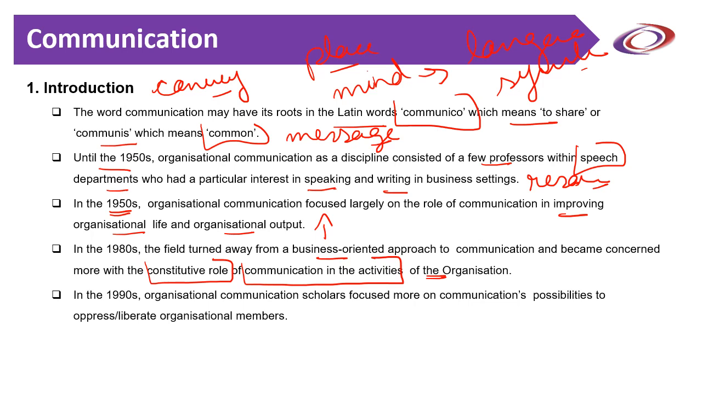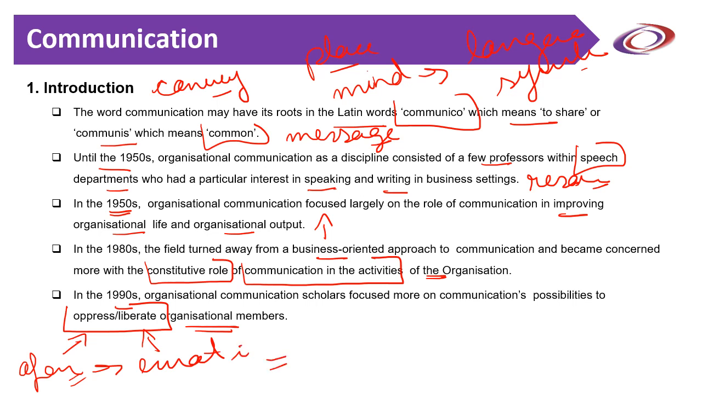And then finally in the 1990s, we saw that scholars were more focused on communication's possibilities to oppress or liberate the organizational members. Communication can either oppress the members or it can liberate. If communication is more open, then it would lead to a better emotional as well as a healthy environment in the organization. So within the organization, communication takes place among individuals or groups. It can be between the organizational levels, that is between the verticals, or even horizontal, that is between the workers of the same level.